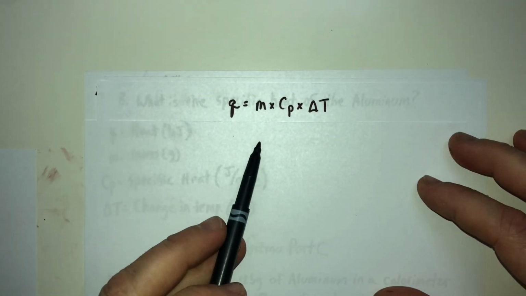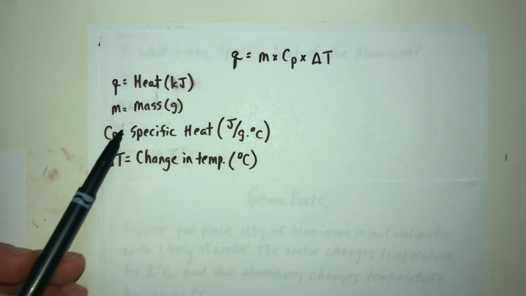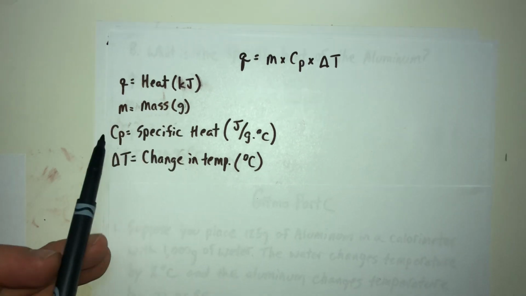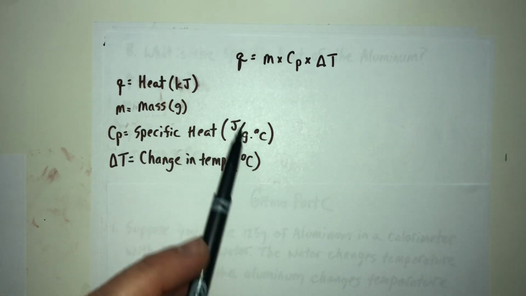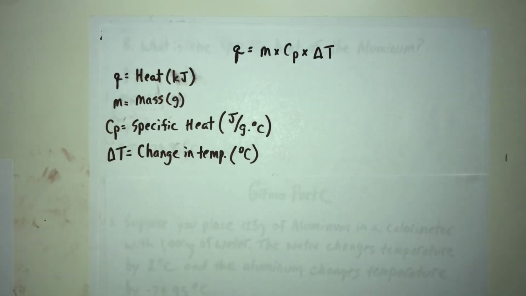So it's all about this equation again, and this is what those variables mean. Q is heat in kilojoules, M is mass in grams, CP is specific heat, which has all of these units, and delta T is a change in temperature.